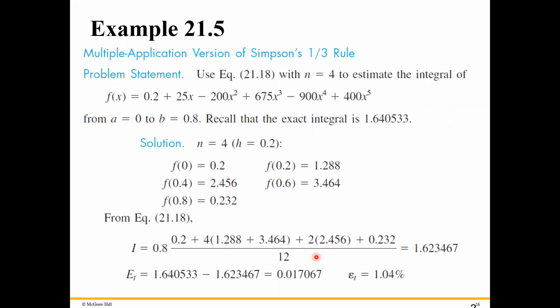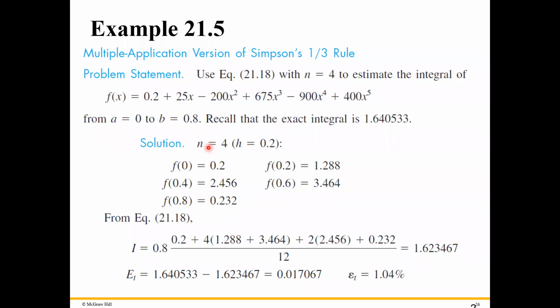Okay, so let's look at the application of this multiple segment Simpson's 1/3 rule using the same example as before, from a equal to 0 to b equal to 0.8. So recall that the exact integral is 1.64053. In this case, let's take 4 segments.